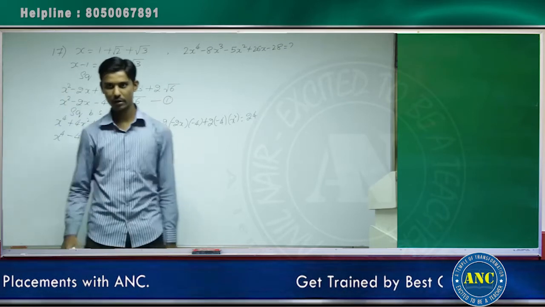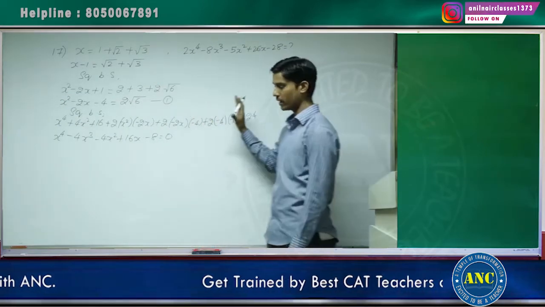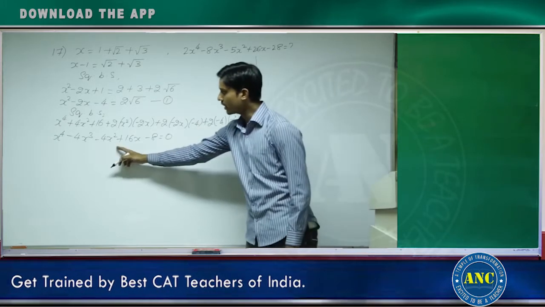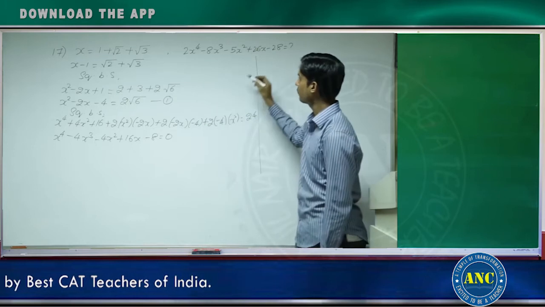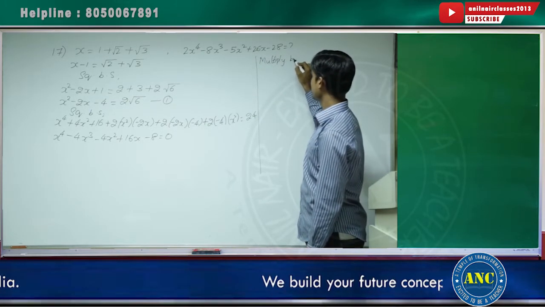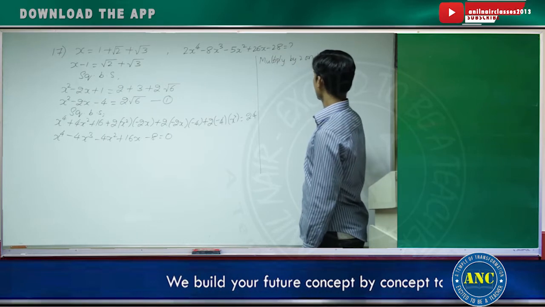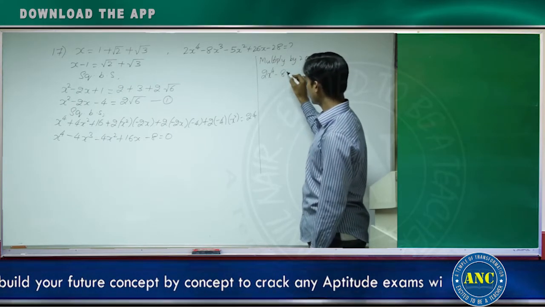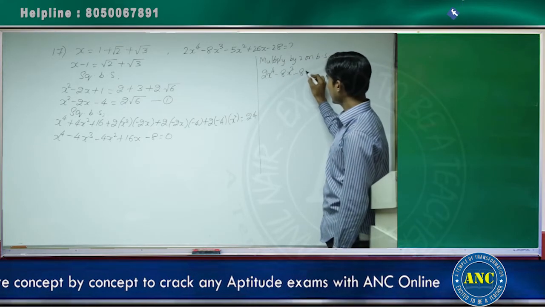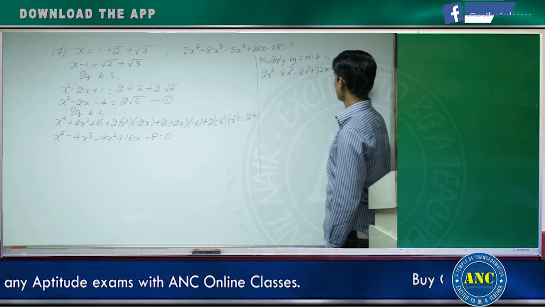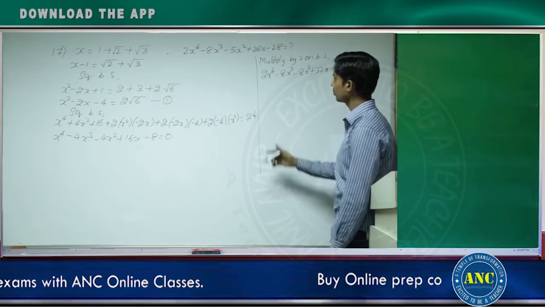Clear till this point? Any calculation mistakes? No, right? Here we got x power 4, but the question is asking for 2x power 4. So multiply by 2 on both sides. If I multiply by 2, it becomes 2x power 4 minus 8x cube minus 8x square plus 32x minus 16 equal to 0, right?